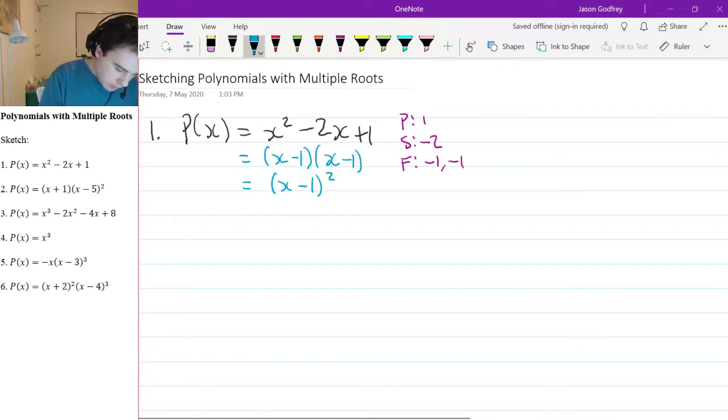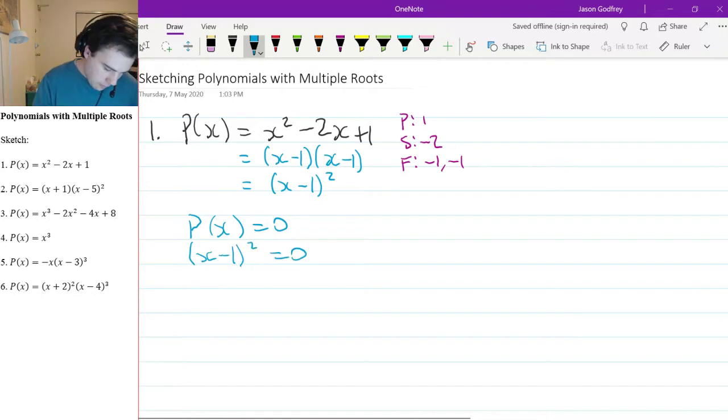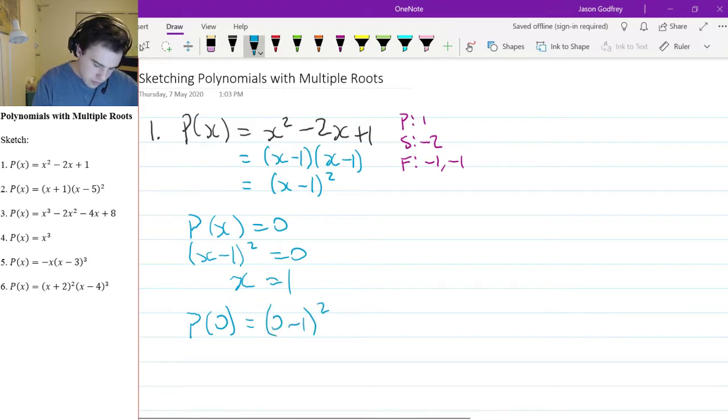So the roots are when the polynomial equals 0. So when does x minus 1 squared equal 0? Well, only when x equals 1. We also want the y-intercept for graphing. So when we sub in 0, we can do it into either 0 minus 1 all squared would be negative 1 all squared, which is 1, or you could have substituted it into the original expression. So 0 squared minus 2 times 0 is also 0, plus 1 is 1.